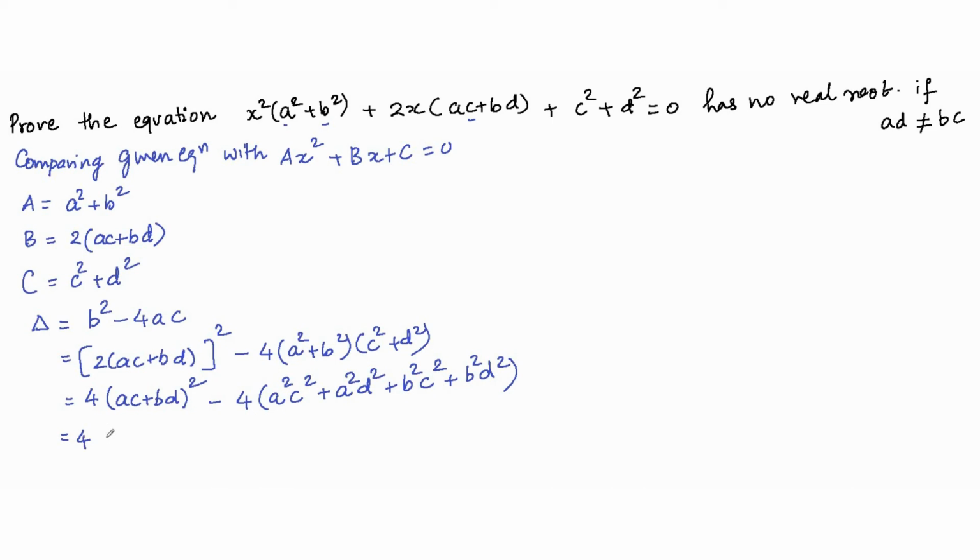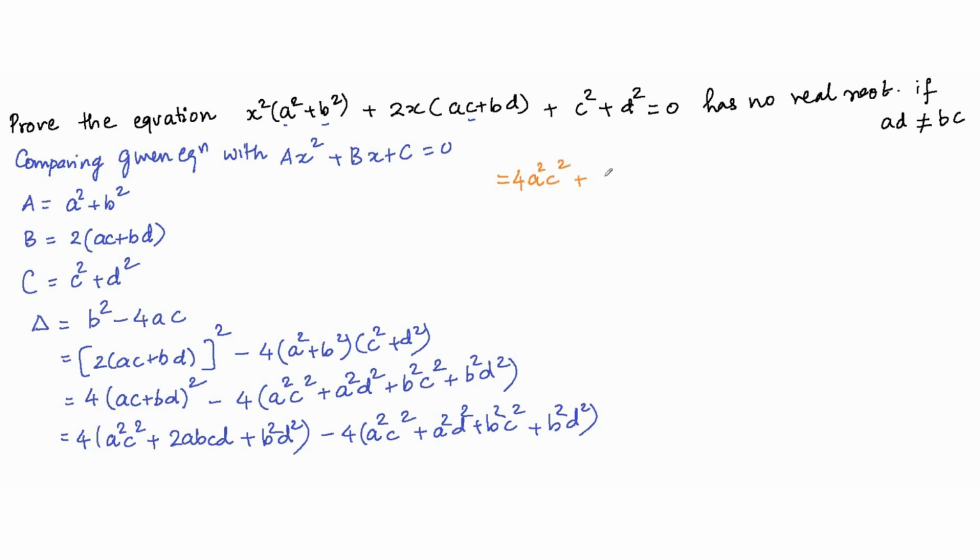Let's open up the brackets. This is ac plus bd the whole square, which can be written as a square c square plus 2abcd plus b square d square, right? So this is 4 times that, minus 4 times a square c square plus a square d square plus b square c square plus b square d square. Now I'm going to open up the brackets and see if there are any like terms. 4 into a square c square is 4a square c square, plus 8abcd, plus 4b square d square, minus 4a square c square, minus 4a square d square, minus 4b square c square, and minus 4b square d square.